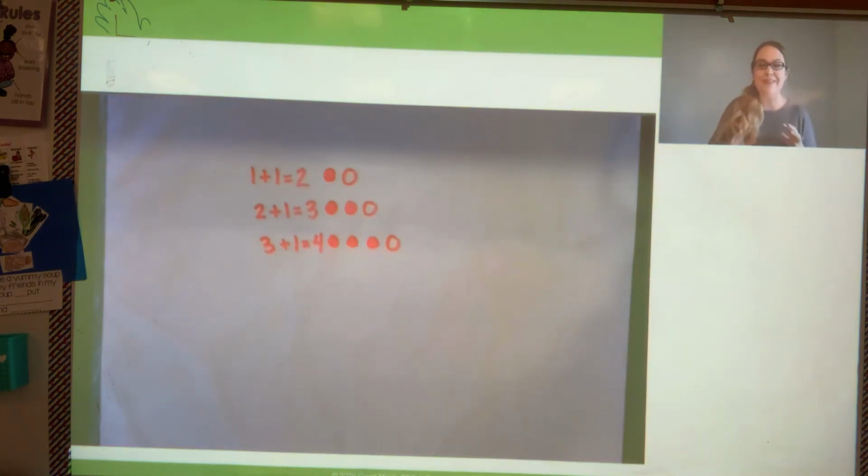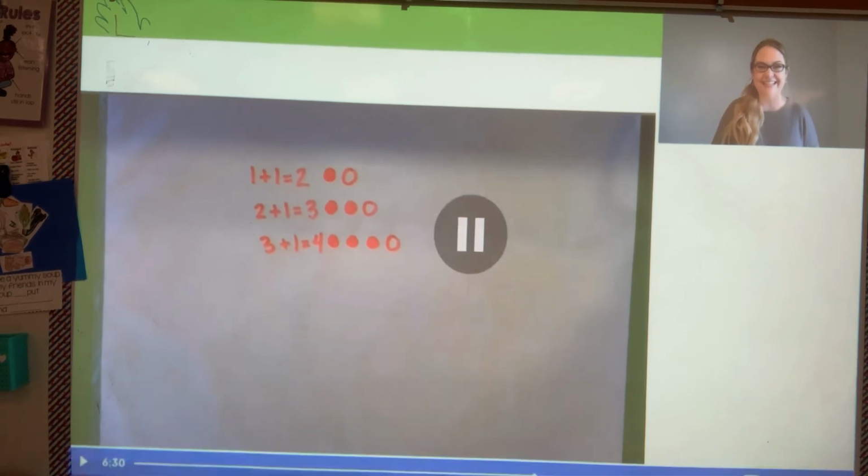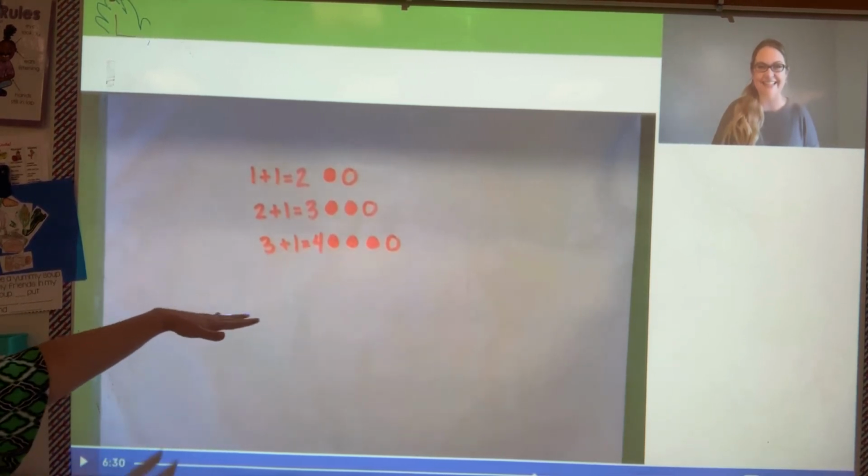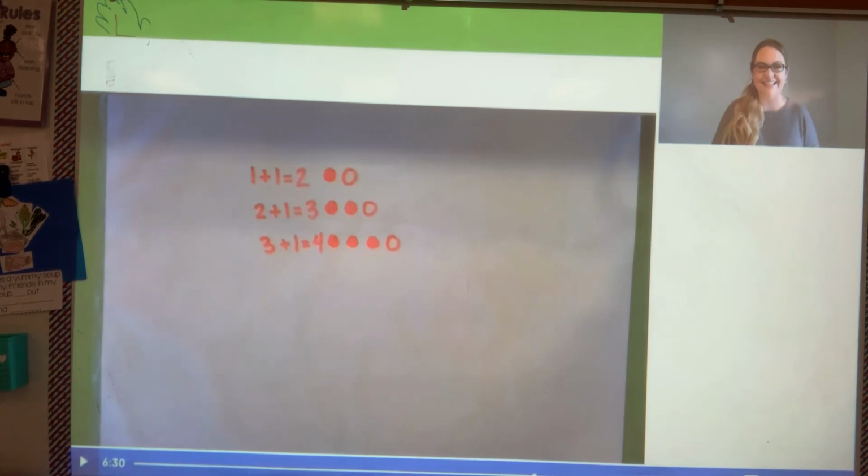Now keep going with the pattern until you have 10 dots in all. Be sure you show your drawing and write your number sentence. So push pause and do that now. Okay, that's what we're going to do. Keep on going all by yourself and fill it in. I will give you time to do that.